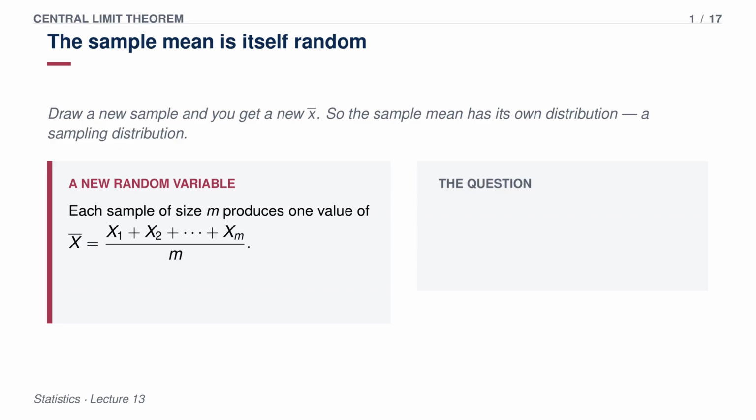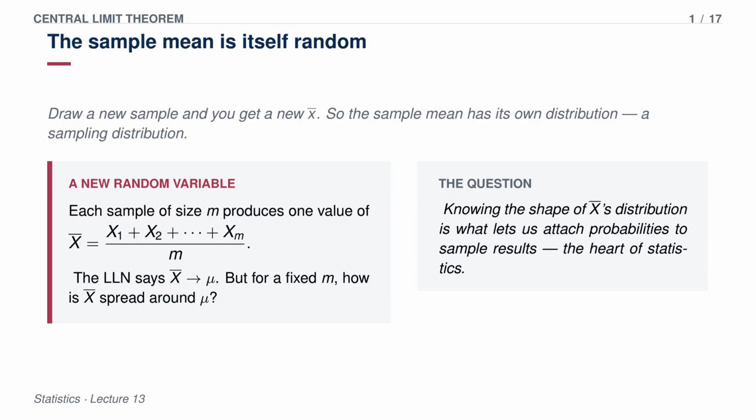Each time you take a sample of size m and average it, you get one value of x bar, the sample mean. X bar equals x1 plus x2 on up to xm, all divided by m. And here's the tension. Last lecture's law of large numbers told us that as the sample grows, x bar settles down toward the true mean mu. But for a fixed sample size, your one handful of 10 apples, x bar is still spread out around mu. The question is, spread out how?